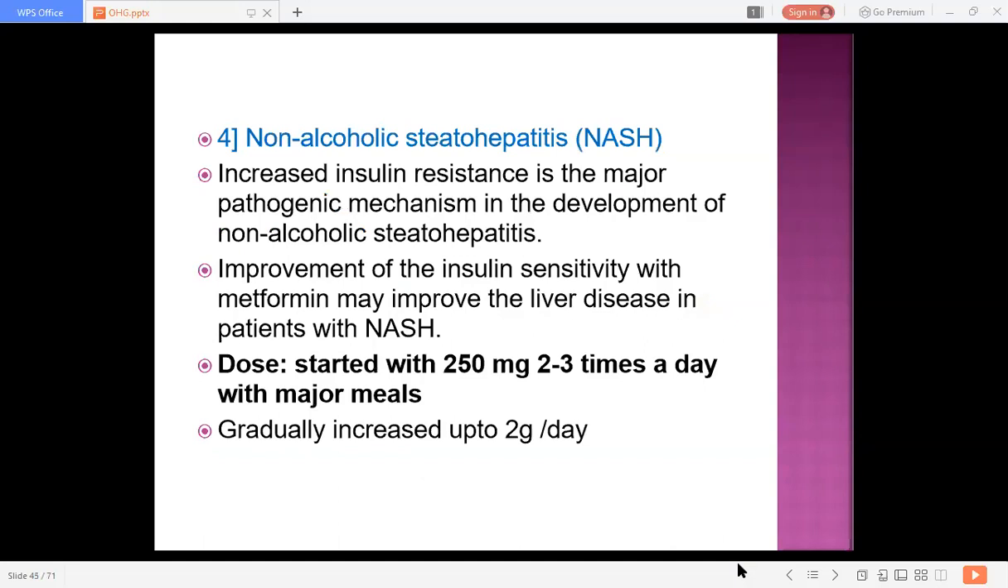There's a condition called non-alcoholic steatohepatitis, NASH. Increased insulin resistance is the major pathogenic mechanism in the development of non-alcoholic steatohepatitis. Improvement of insulin sensitivity with metformin may improve the liver disease in patients with NASH. Metformin is started at 250 mg 2 to 3 times a day with major meals, gradually increased up to 2 grams per day.